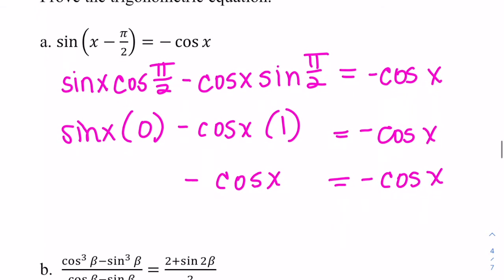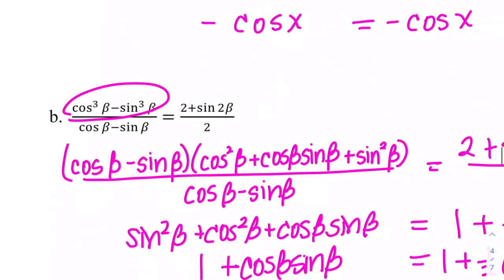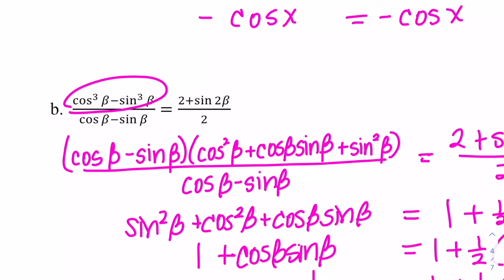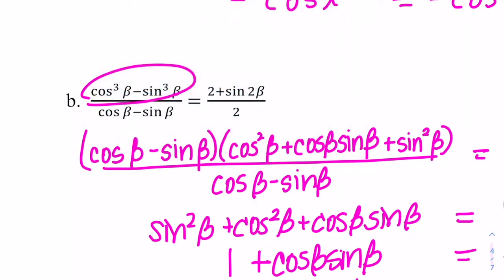For the second one, well, this was a little tricky. We do have a difference of cubes on the left side. So we're going to factor that, and we can see right away that the cosine of beta minus the sine of beta can cancel out the denominator. And so we're left with sine squared of beta plus cosine squared, and that equals 1, plus cosine of beta times sine of beta. Now here's where we get stuck.